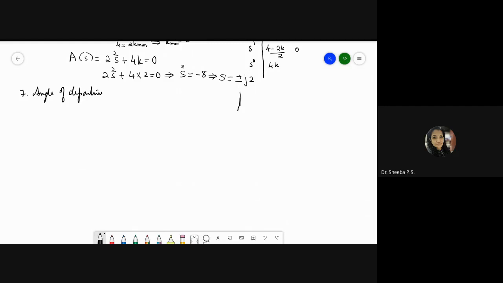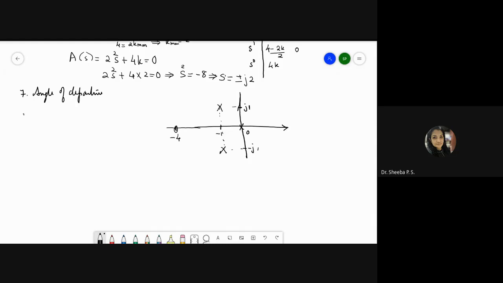I'll just draw that one here. It is a rough sketch. We have a pole here. This one is j1 and this is minus j1. This is minus 1. So we have poles here, and there is a zero present at minus 4. So how will you find the angle of departure?